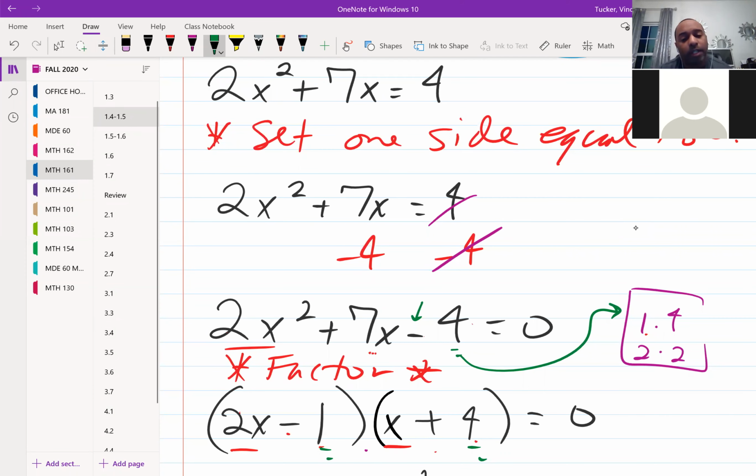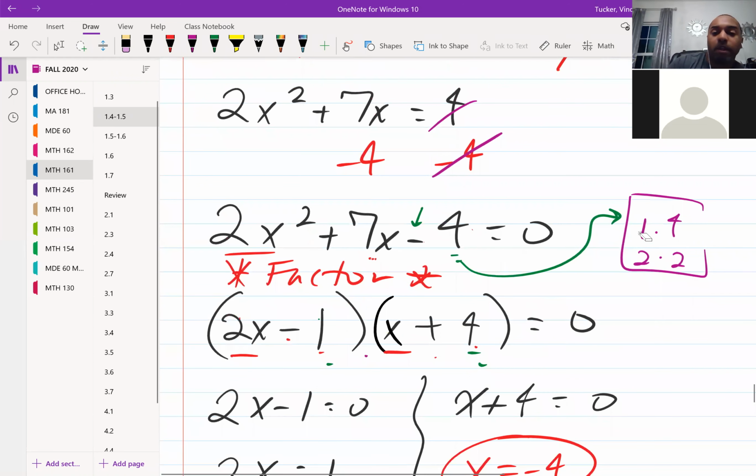And remember, you can always check by taking your binomials and distributing them. And it should give you what you originally had, that 2x squared plus 7x minus 4. If you don't get that, then that means you don't have the correct factorization. So you can always check your factorization to make sure that it is the right one. And if you were to FOIL that out, you will get 7x in the middle.